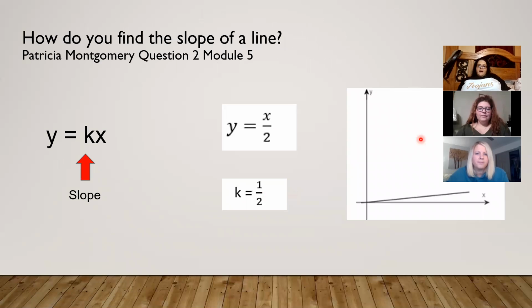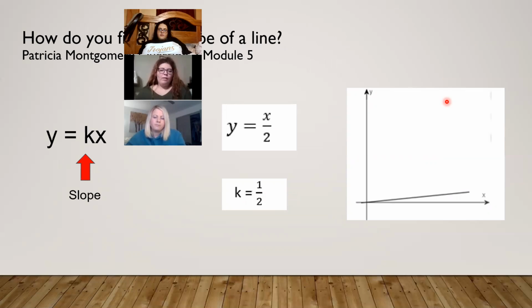Hey, Patricia, how do you find the slope of a line? So, like what Robin was just showing you, whenever you have an equation for a line, so y equals kx, you know that the y and the x are our axis points, and you want to know what that slope is going to be in order to know what rate of change your line is going to have. So when we have y equals x over 2, we pull that number out in the front, and that's our slope, which is 1/2. So we know how our line is going to be moving.